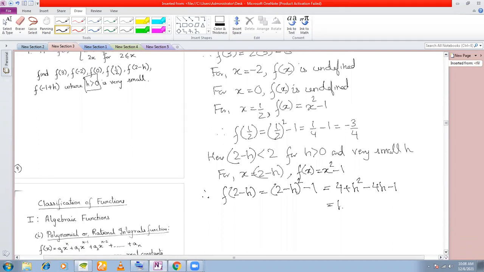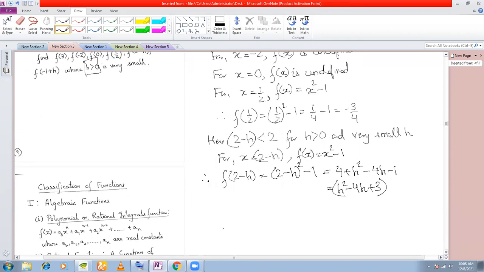So you get h square minus 4h plus 3. That is the value of f(2 minus h). Next is f(minus 1 plus h). What is minus 1 plus h? If h is positive and very close to 0, you can check by putting, let's say, 0.0001. Then what will it be? Minus 1 plus some positive value will always be greater than minus 1, right? Yes, sir. Somewhat greater than minus 1.